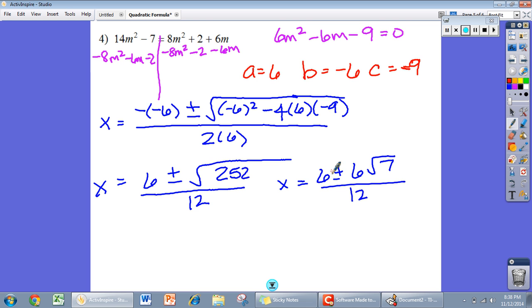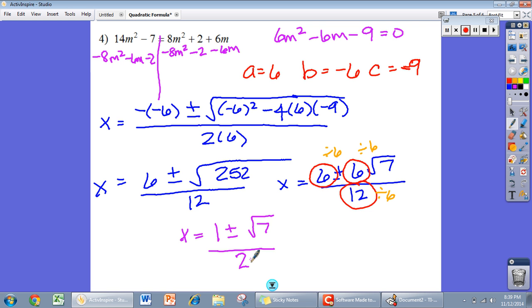And we're almost done. Let's take a look at the numbers on the outside. We have a 6 and a 6 and a 12. I think all of those can be divided by 6. So we're going to divide each by 6. And we end up with our answer. X equals 6 divided by 6 is 1, plus or minus 6 divided by 6 is 1. We don't need to write the 1. 1 times a radical 7 is still just a radical 7. It's not wrong, but it's just not necessary. And 12 divided by 6 is 2.